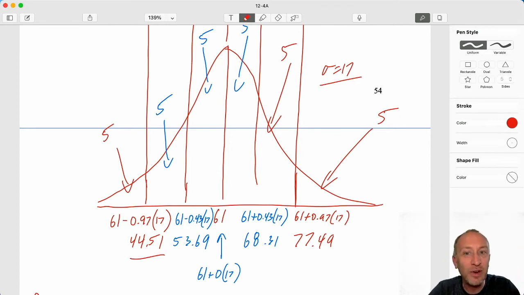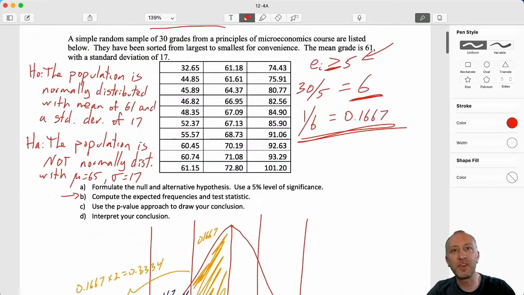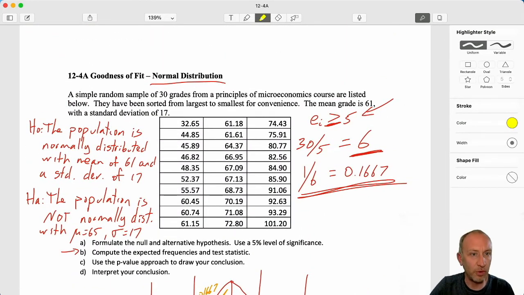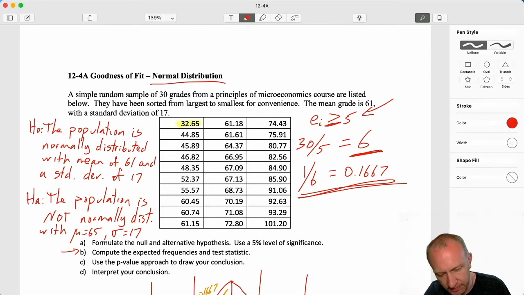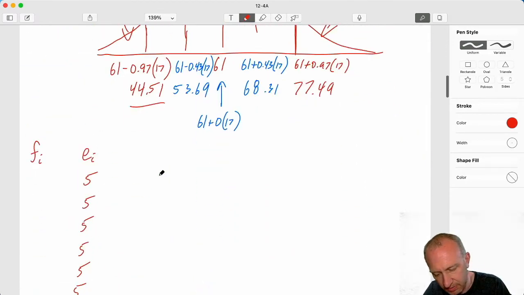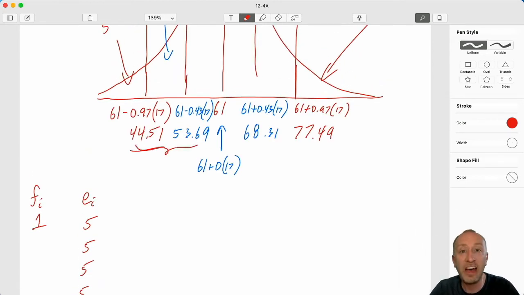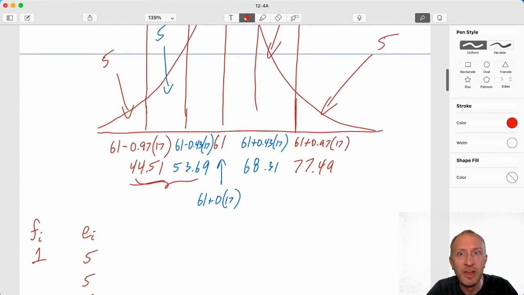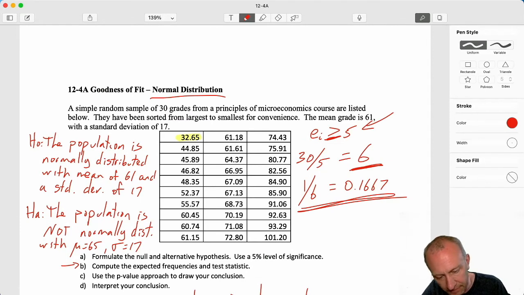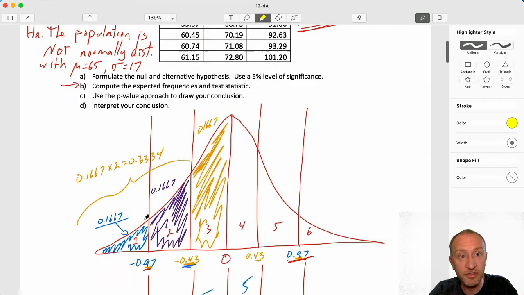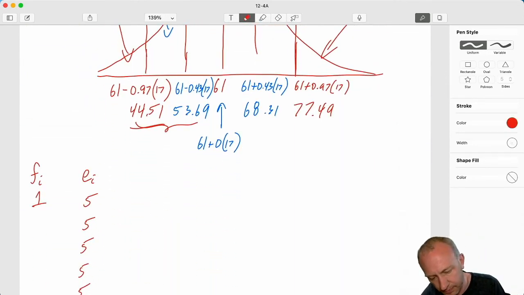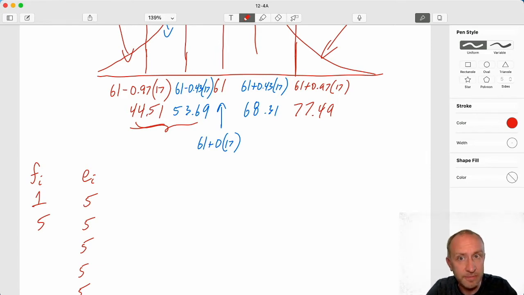I'm going to look at that lowest interval, 44.51. So how many observations do I have that are less than 44.51? Well, I only see 1. So my observed frequency here is just going to be 1. Now I'm looking between 44.5 and 53.7. Between 44.5 and 53.7, I have 1, 2, 3, 4, I have 5. So I see 5 observations in that interval.